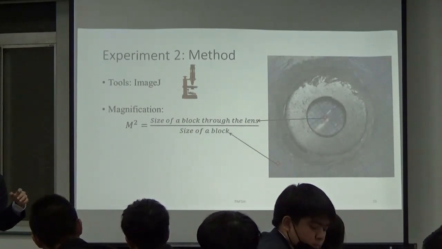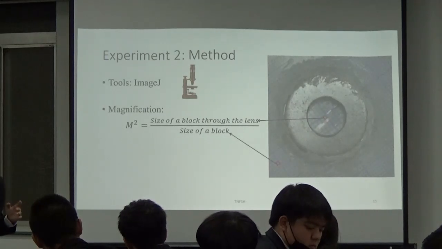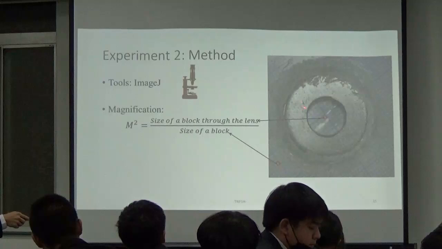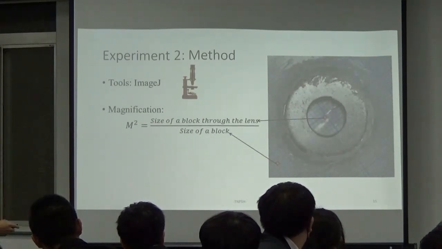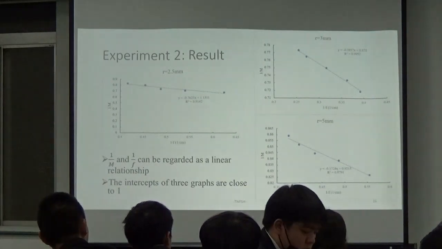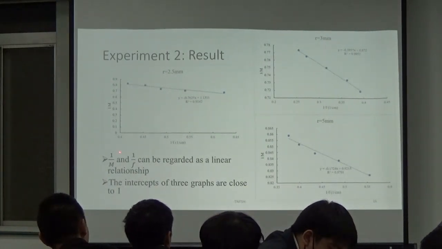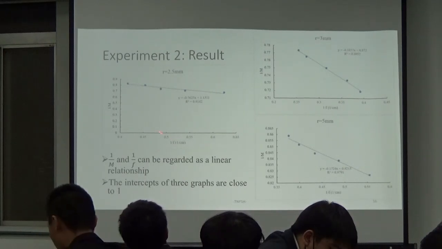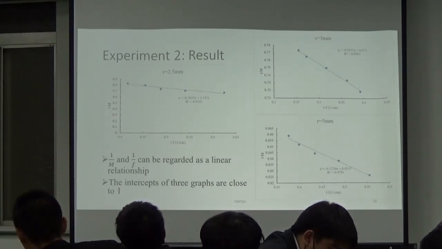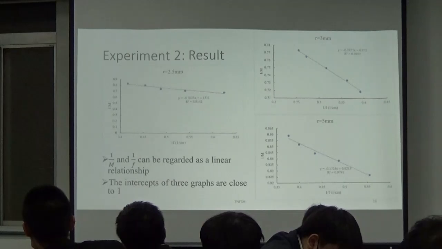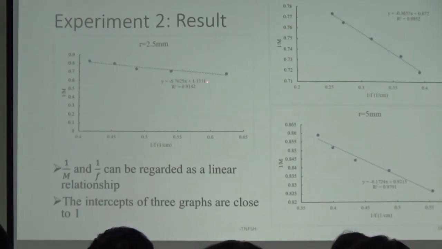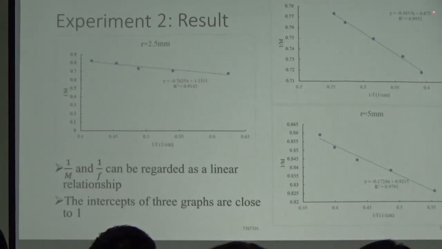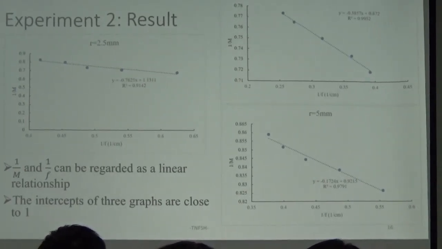Because in our theory, we define magnification as the height of our image over the object, and this is area. So it's the magnification squared. And this is my result. I draw a graph of 1 over f against 1 over magnification, 1 over m. And we can say that it's regarded as a linear relationship. And we can see that the intercept of those graphs is close to 1.